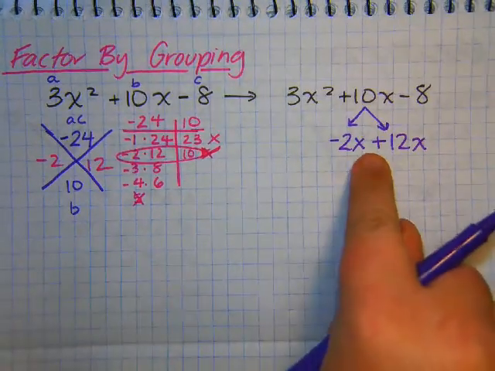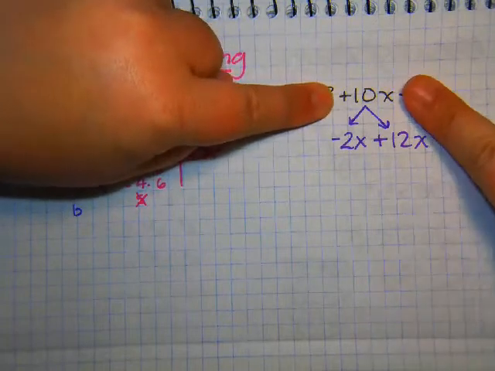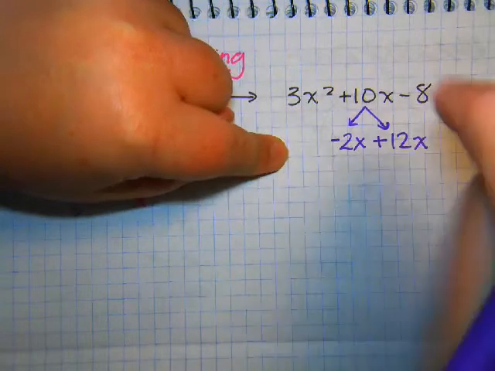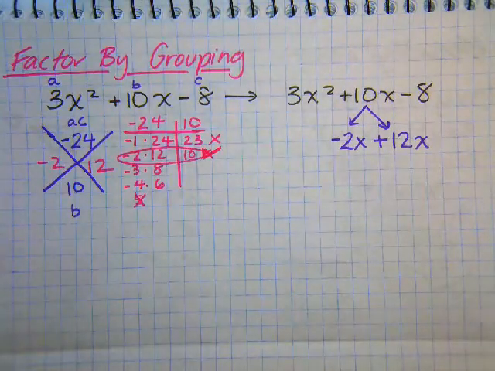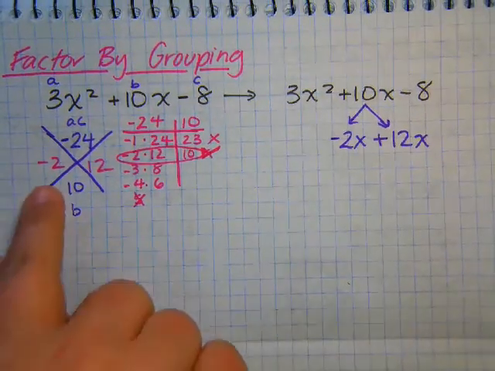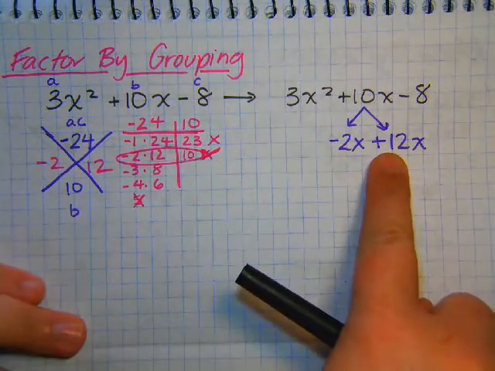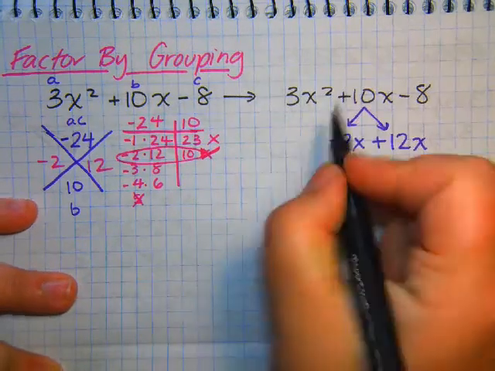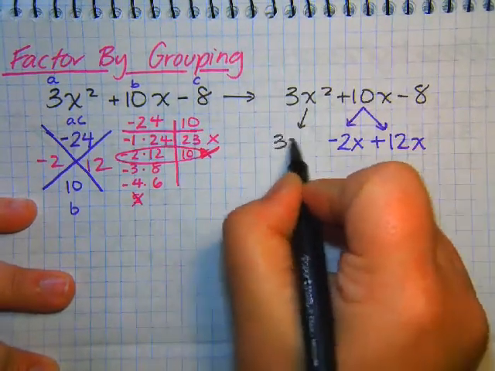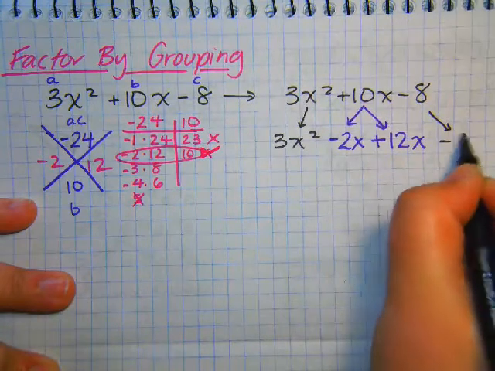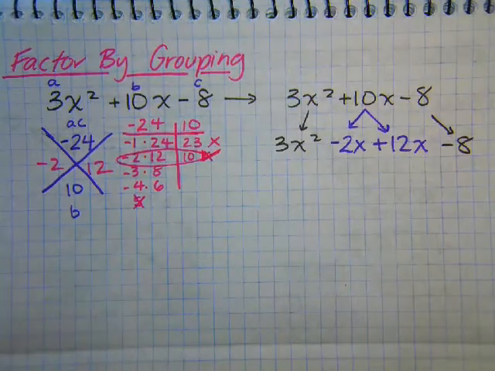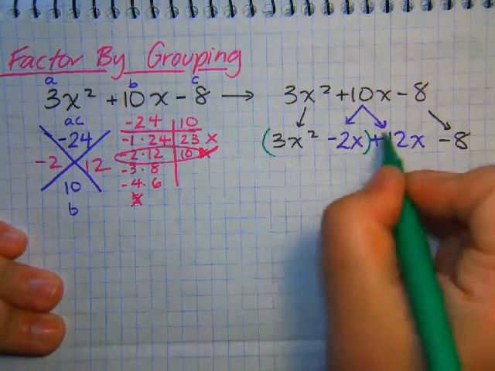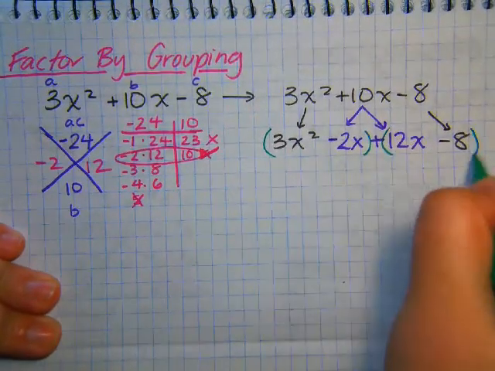We're allowed to do this because if you add those two things and put them back together, you'll get 10x again. We're making something that's equivalent to the original. Notice the negative goes with the 2x, and the positive goes with the 12x, so that it will add back to that. Then you just bring down the first term and the last term. Great. Now what I'm going to do is look at these like two separate groups.